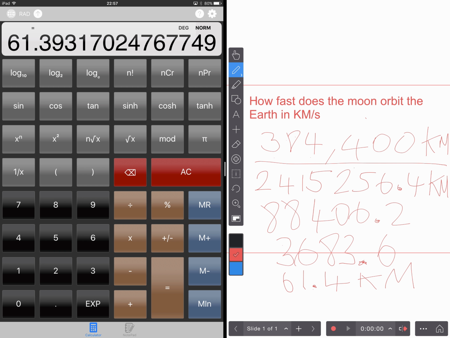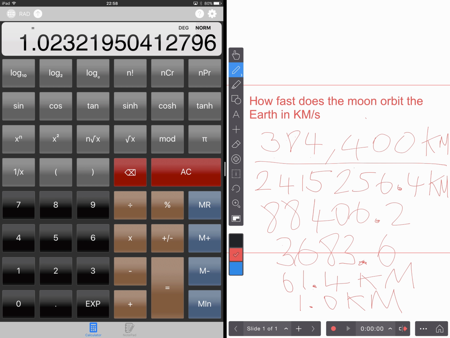Now we've got a minute. If we divide it by 60 again, that tells us that in 1 second, the moon will travel 1.0 kilometers. So the moon travels 1 kilometer a second.